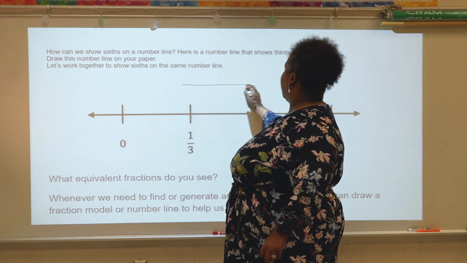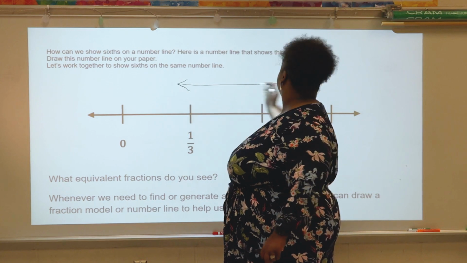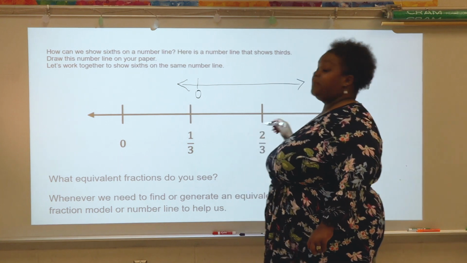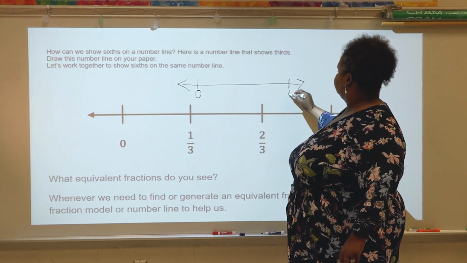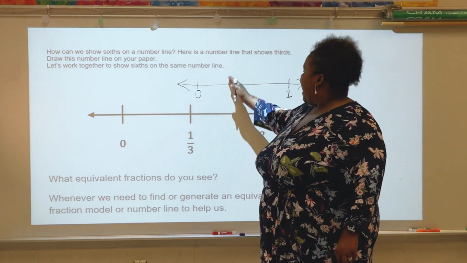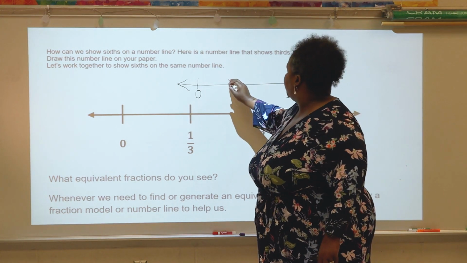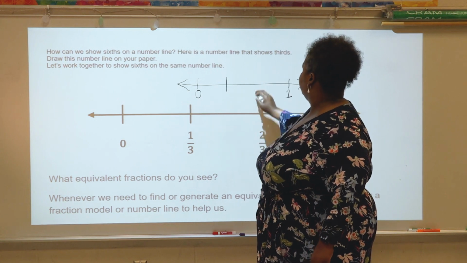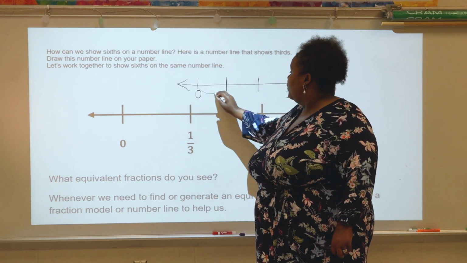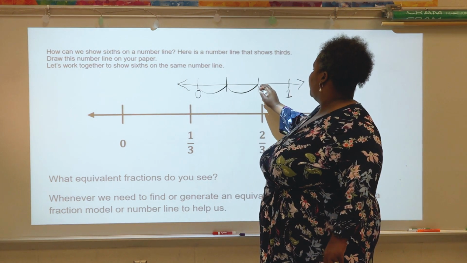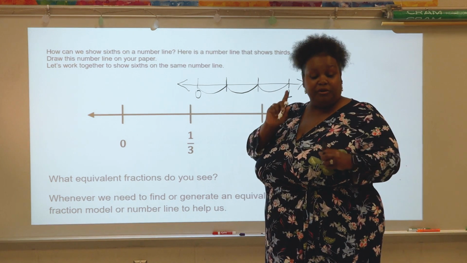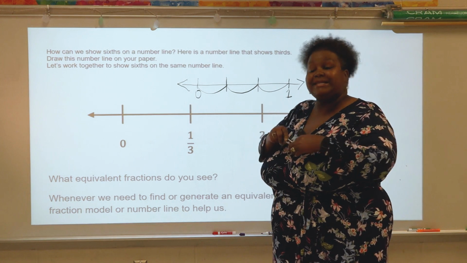I first drew my line and I put arrows. I put my 0 and then I put my 1 whole. And then I made sure I have 3 equal pieces cut. Let me count and see. Did I make 3? 1, 2, 3. Yes. Make sure you have your thirds drawn first, and we'll work together to make sixes.